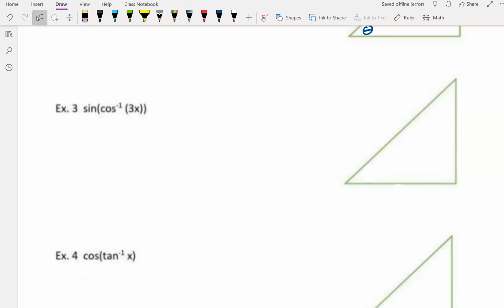Next one. Now I'm dealing with cosine first. Cosine is adjacent over hypotenuse. And I'm going to need to write this as a fraction, so I'm going to put it over 1. It's always going to be a fraction. So the adjacent is going to be 3x, and then the hypotenuse is 1. And what I need to find is sine. Sine is opposite over hypotenuse, so I will need this opposite side. So I'm going to use Pythagorean theorem to find that opposite side again.